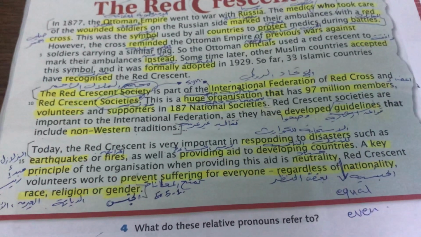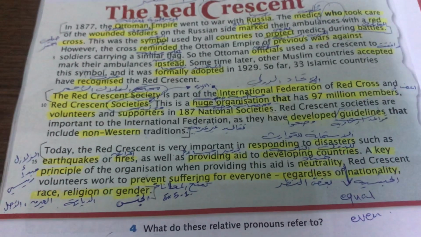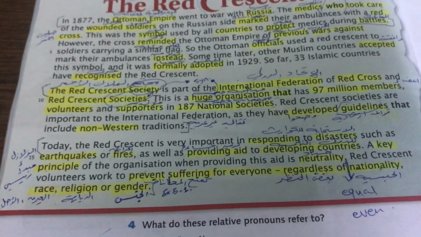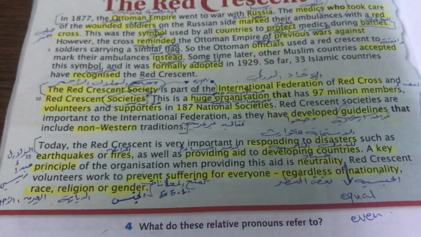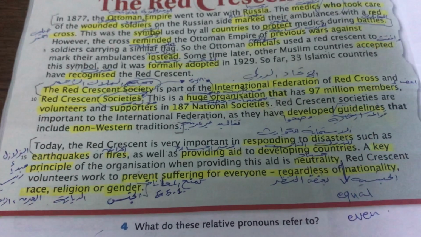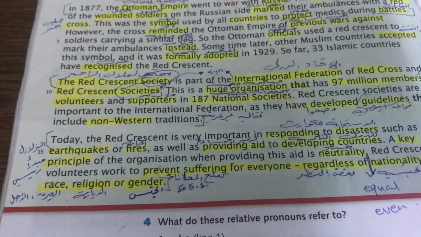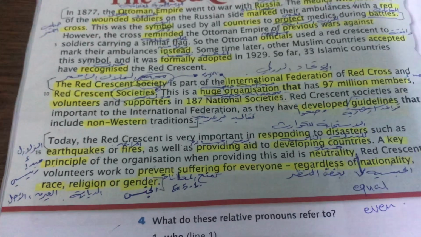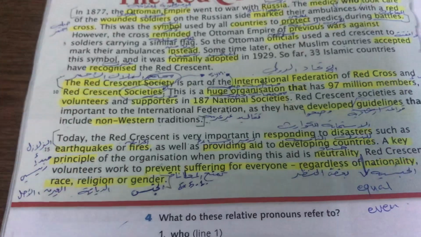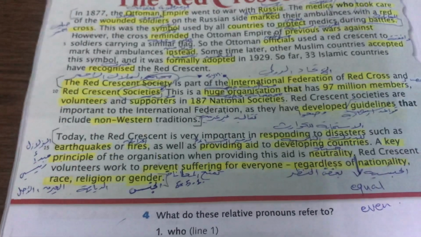Red Crescent volunteers work to prevent suffering for everyone. المتطوعين اللي فيها بيتطوعوا وبيشتغلوا علشان يمنعوا المعاناة لكل الناس. هذول الناس regardless بغض النظر of nationality عن جنسيتهم, race عن عرقهم, their origin, religion, ديانتهم, if they're Muslim, if they're Christian, if they belong to any other religion, or gender أو الجنس اللي هم ممكن يكونوا females or males. Okay, يا إما ذكور أو إناث.